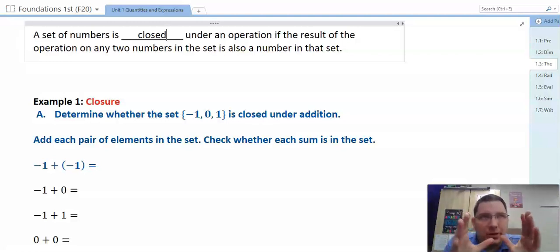So again, to be closed, I can only have certain inputs, and all my outputs have to be in the same group of numbers as the inputs. So in this case, to be closed for addition of -1, 0, and 1, I have to be able to add all of them together in different orders and never get a value that is not -1, 0, or 1. Because if I get a value that's not those, it's not closed. So let's look at the first pair and see what happens.